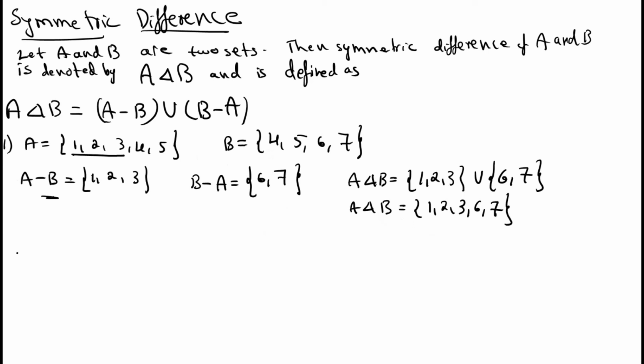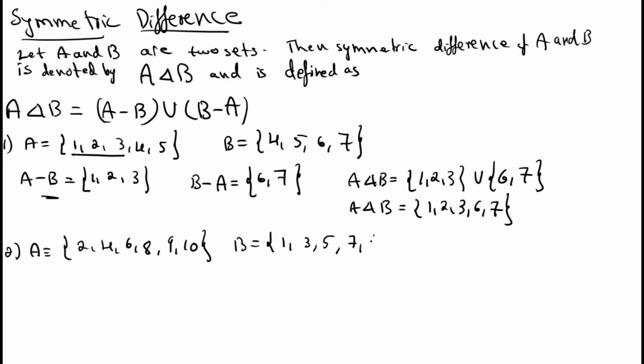Take one more example. Set A is equal to 2, 4, 6, 8, 9, 10 and set B is equal to 1, 3, 5, 7, 9, 11. Okay. Now calculate A minus B first. A minus B is equal to elements of A which are not in B. What are the elements of A which are not in B? 2, 4, 6, 8, 10. Because see 9 is in B, right? So you need to write the remaining elements.